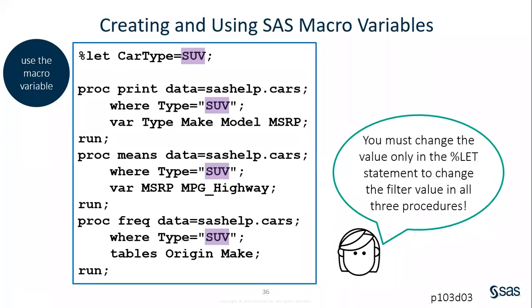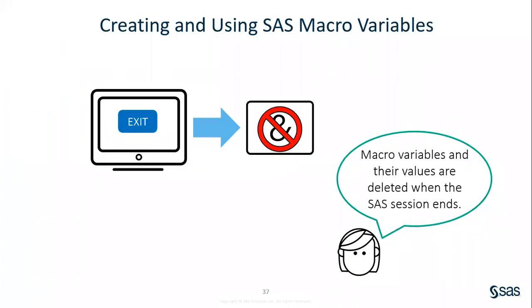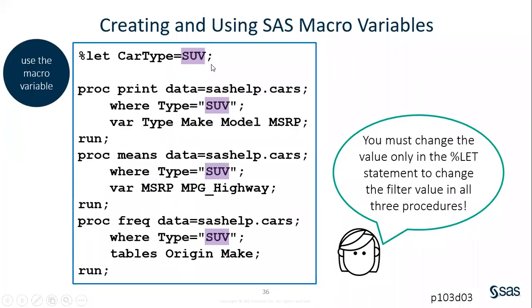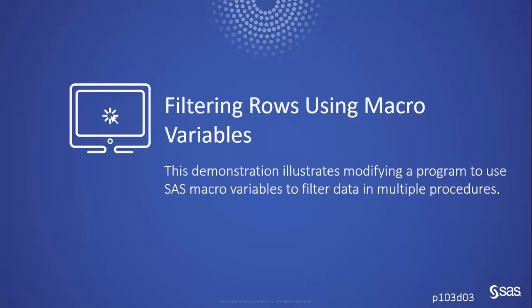Okay. Now, when you have the same program to be run for SUV, you do only one change in your %let statement and run this as it is. So no need of changing anywhere. So macro variables and their values are deleted when your session ends. As we are creating this as a macro variable, it is saved in the memory. Once you end your session, this macro variable is deleted from the memory. Okay, that's what it's trying to tell, and you have the same demonstration.